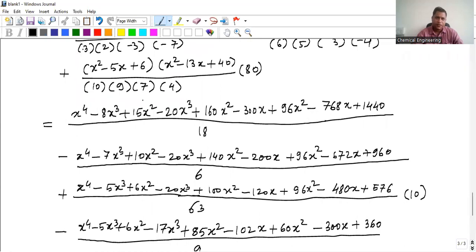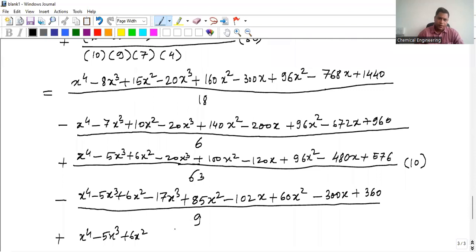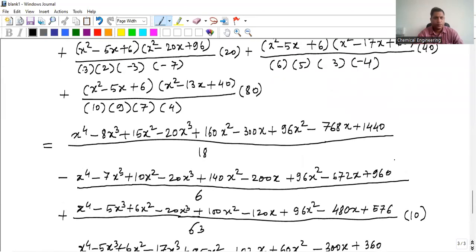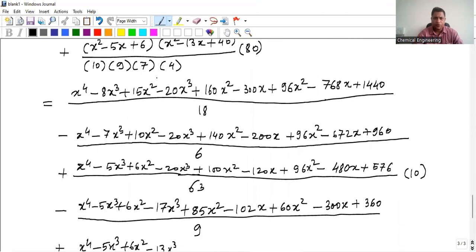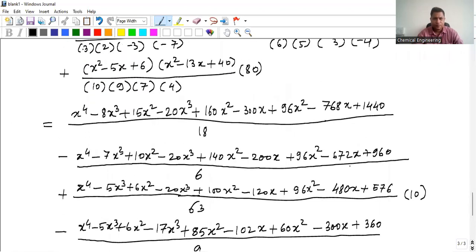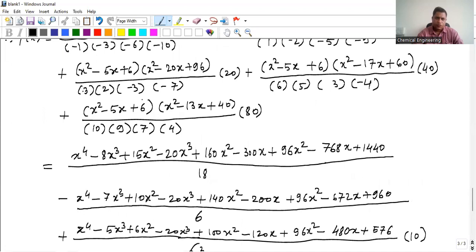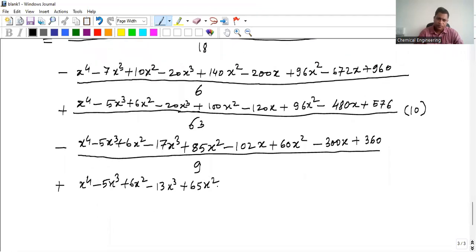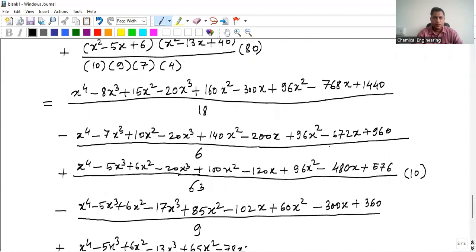Now multiplied by minus 13x. So this will be minus 13x cube. Then this will be plus 65x square. We can have plus 65x square. Is that okay? Are you getting this? Now, minus, how much do you have? 78. Minus 78x. Are you getting this?